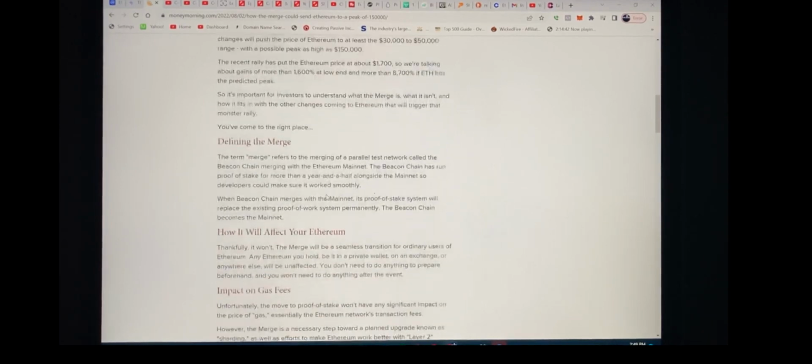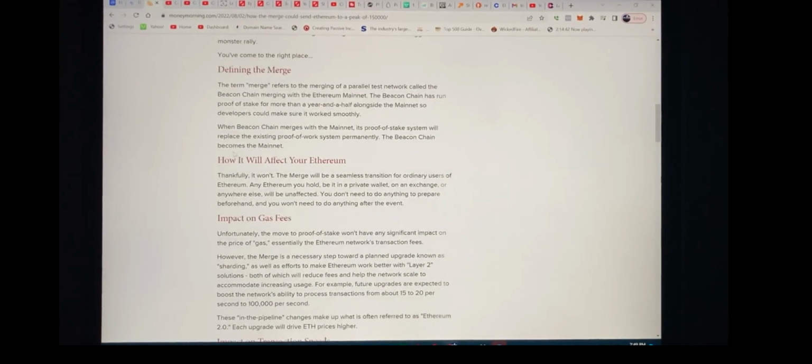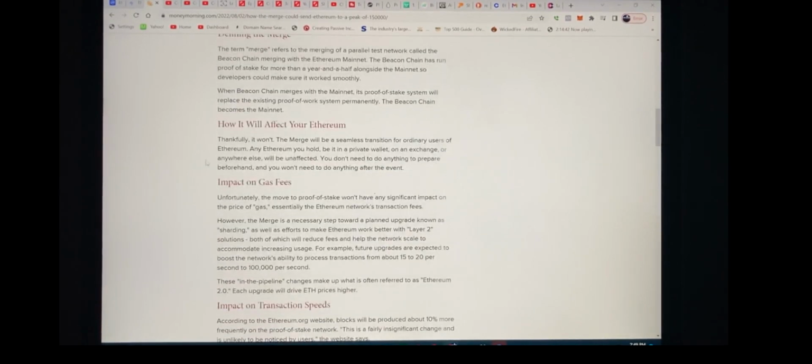The term merge refers to the merging of a parallel test network called the Beacon Chain with the Ethereum mainnet. The Beacon Chain has run proof of stake for more than a year and a half alongside the mainnet, so developers could make sure it worked smoothly. While the Beacon Chain merges with the mainnet, its proof of stake system will replace the existing proof of work system permanently. The Beacon Chain becomes the mainnet.